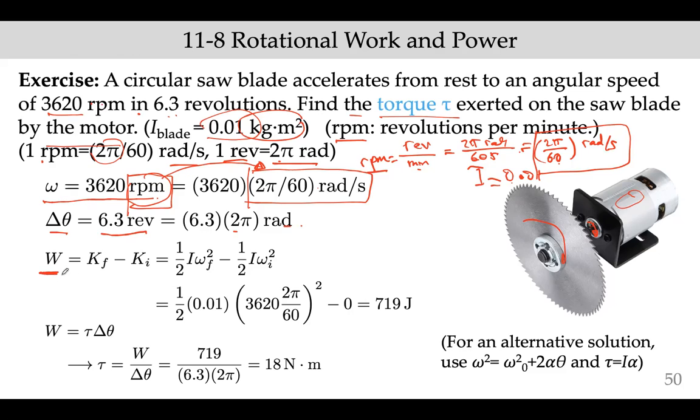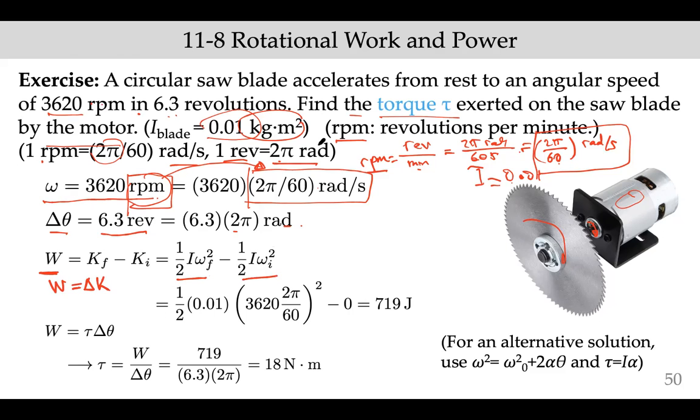Now, the work done is equal to change in kinetic energy. Remember, work done is change in kinetic energy. Of course, there's really no linear motion, so it's going to be just rotational. So the final kinetic energy minus initial kinetic energy is written like this.